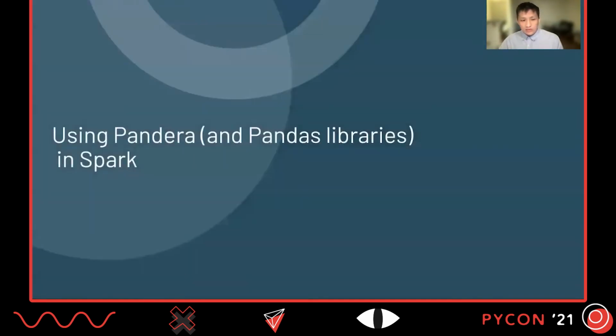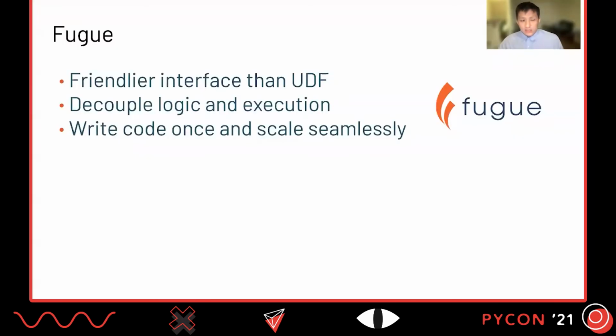But the problem is that for very large data sets where we're using Spark, Pandera will not run since it only runs on Pandas. So we have to find a way to run Pandera on top of the Spark execution engine. And that's where Fugue comes in. So Fugue is an open source abstraction layer that lets users write code in Python or Pandas and then apply it to Spark and Dask. For those familiar with the Spark user-defined functions, Fugue is a friendlier interface, which I'll be sharing later.